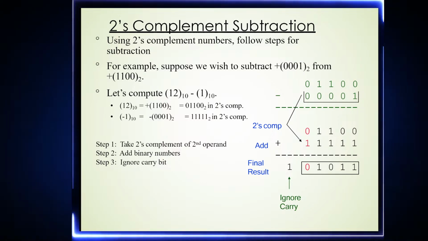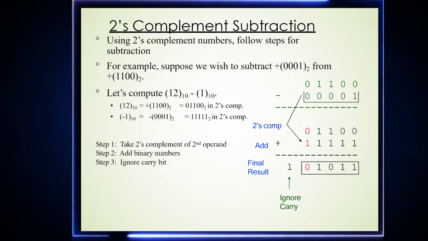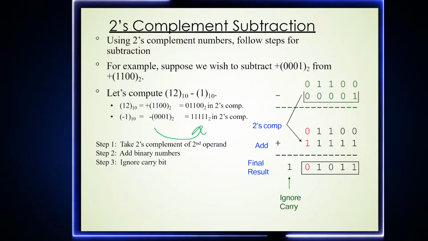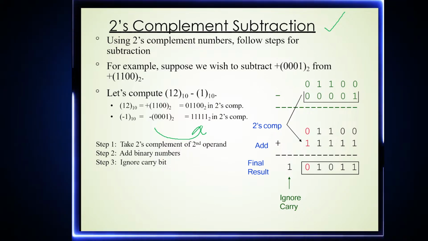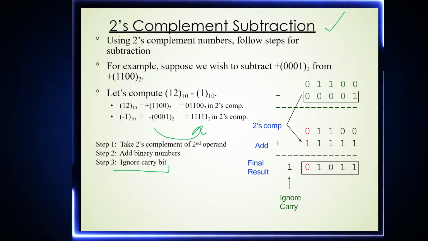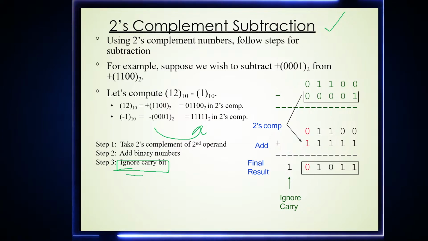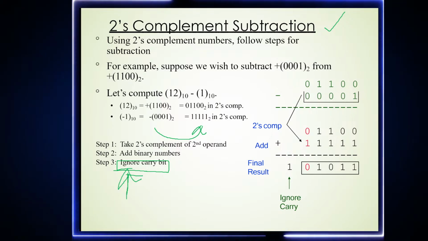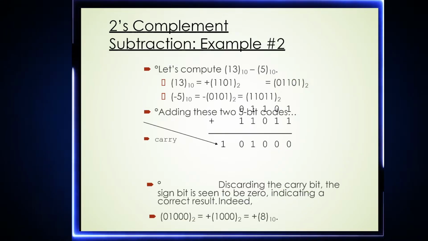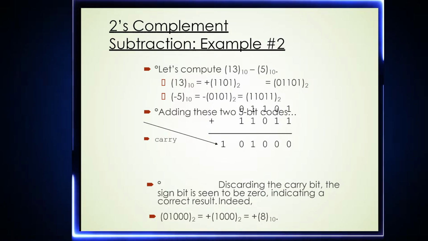Right, now this is the 2's complement subtraction. This is also very similar. What we do is, we first find out the 2's complement and then you add or subtract. In this case it's subtract, so you will subtract. And same thing, this third step is very important. You will ignore the carry bit because it is 2's complement addition or subtraction. Right? Okay. Now this is an example given over here.